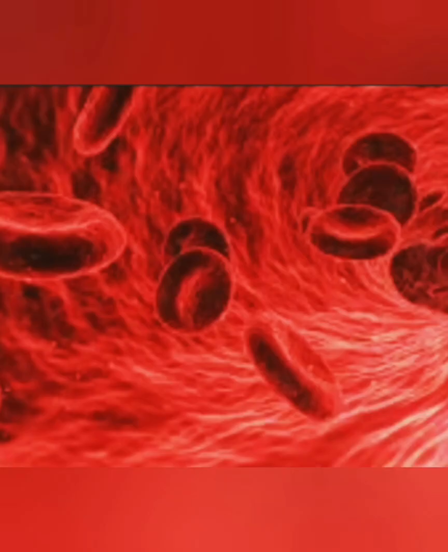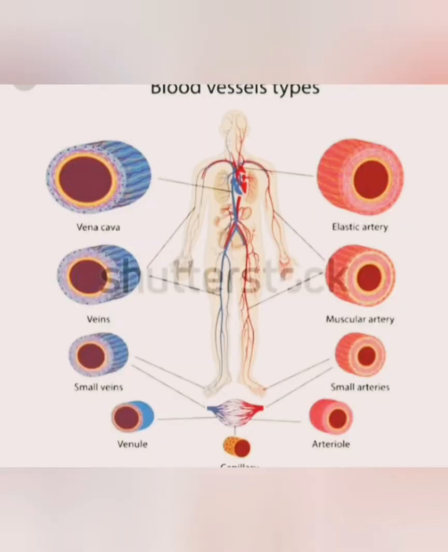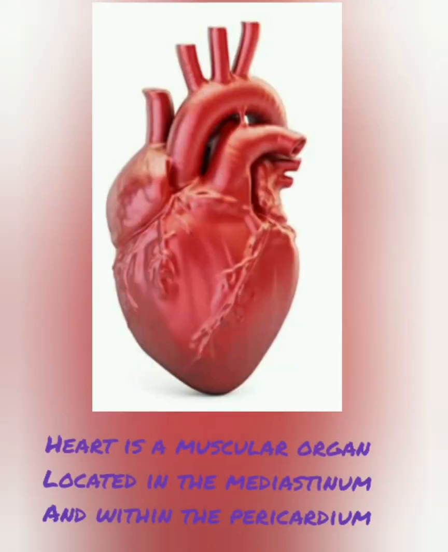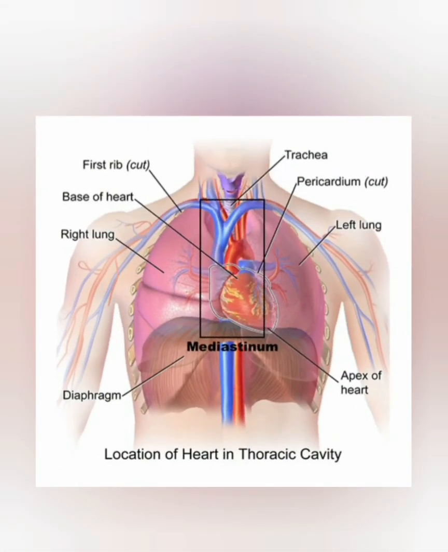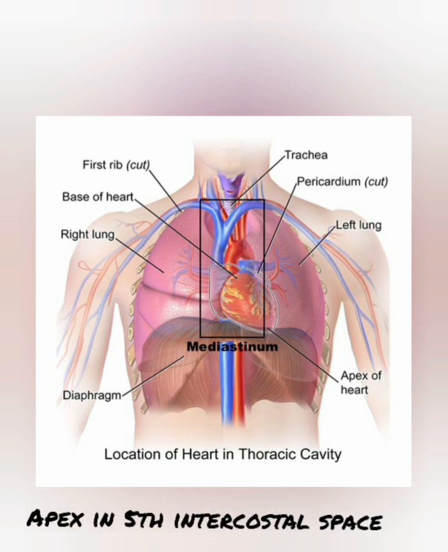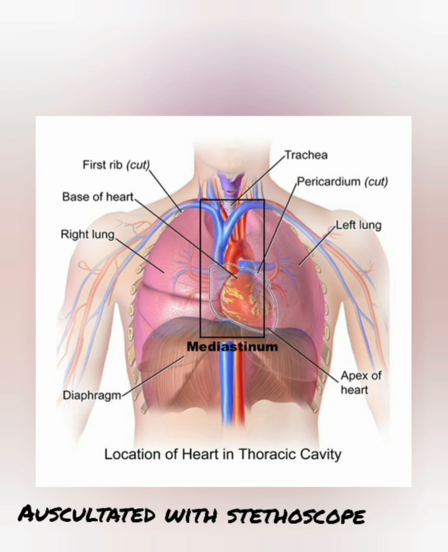Heart, blood and blood vessels are the components of the cardiovascular system. Our heart has one apex and one base on the opposite side. That is why it is known as an inverted cone. Our heart is about the size of a fist. The apex of the heart is located in the fifth intercostal space and can be auscultated using a stethoscope.